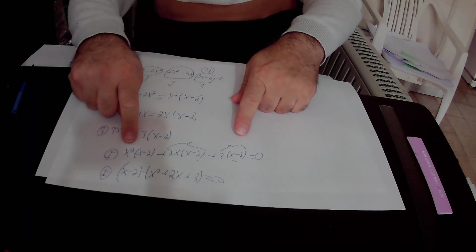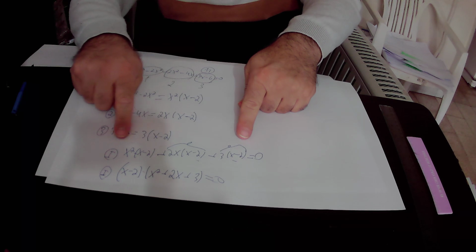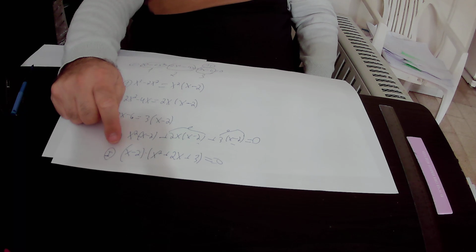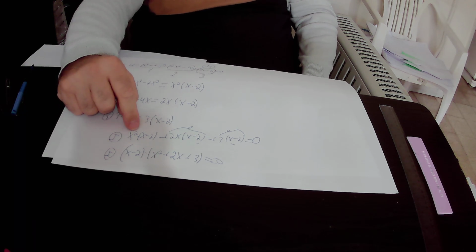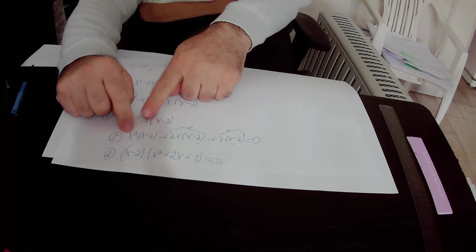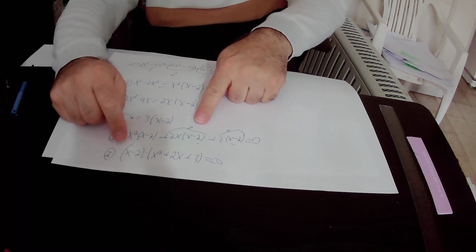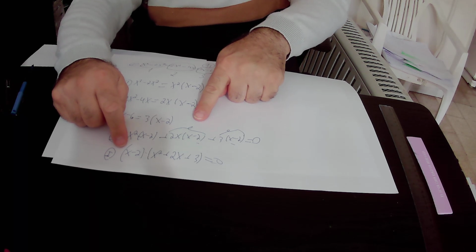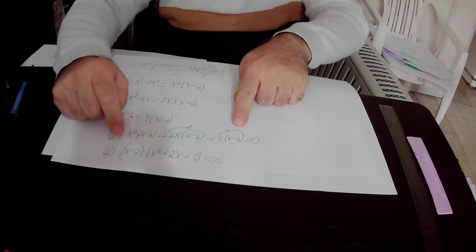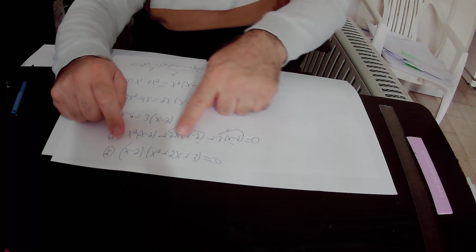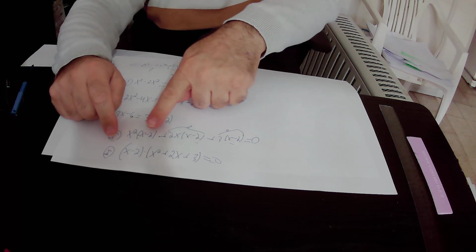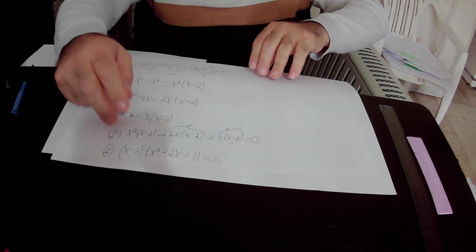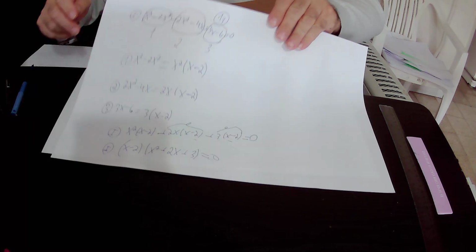Here we took a common factor of x minus 2 out of equation number 1. When we took the common factor x minus 2 from this expression, what is left inside the brackets is x squared, and what is left from this expression after we took x minus 2 as a common factor is 2x, and what is left from this expression is 3. So in total we got equation number 1 that states that x minus 2 times x squared plus 2x plus 3 equals 0. So here we have two solutions that are possible.